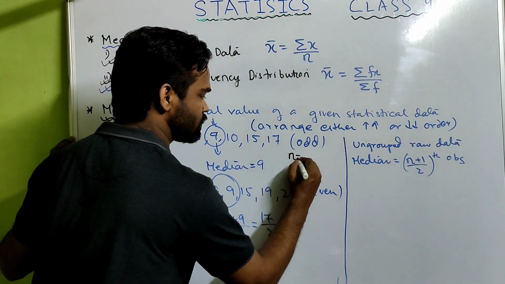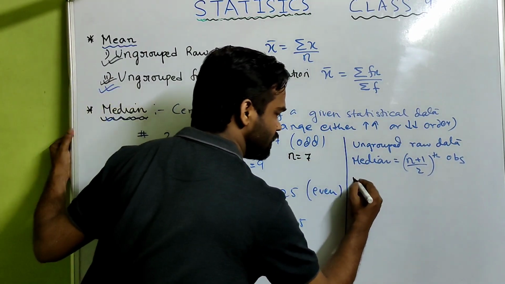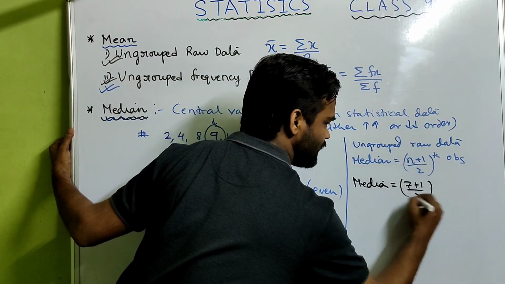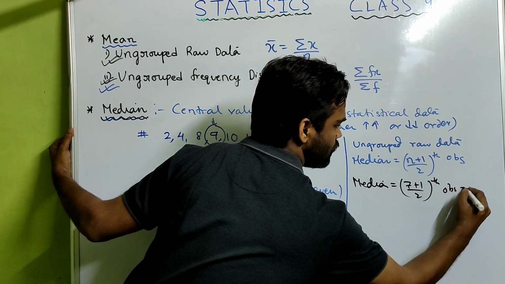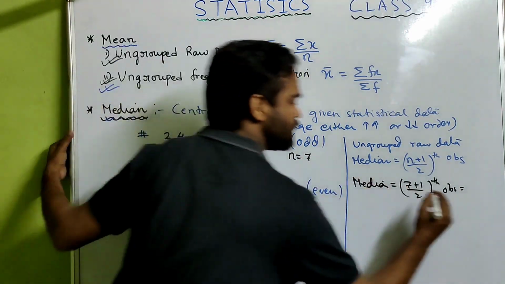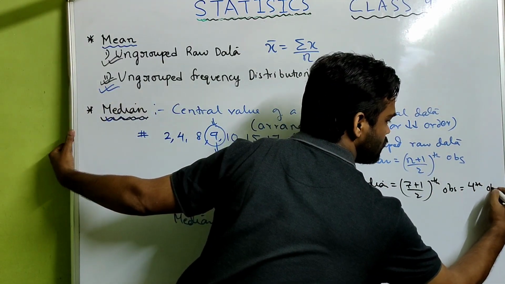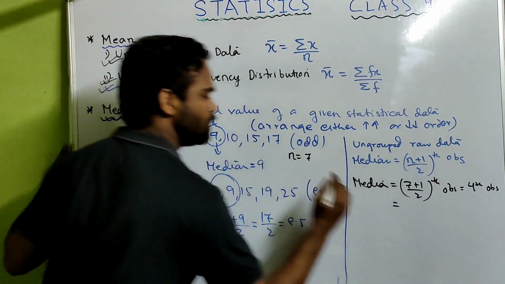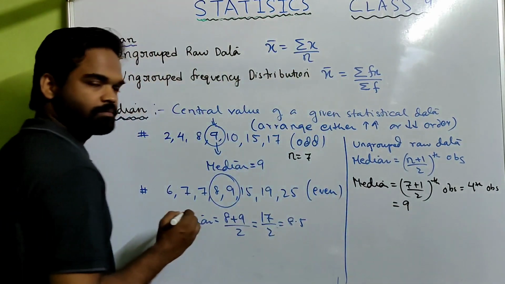N was what? Number of observation was 7. So median will be 7 plus 1 by 2th observation, which is 7 plus 1, 8 by 2, that is the fourth observation. Now, if you look carefully, which is the fourth observation? 1, 2, 3, 4. 9 is the fourth observation.